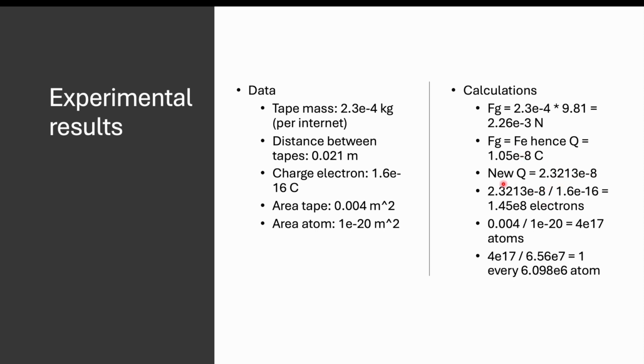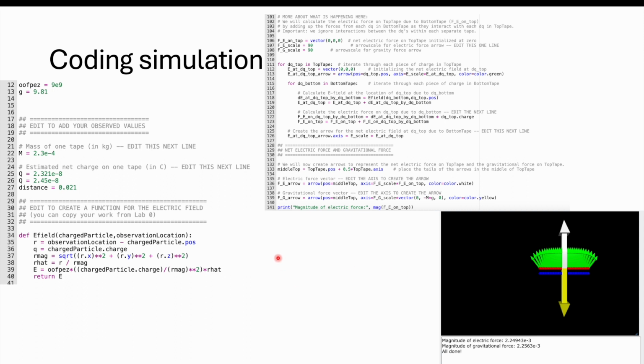Using the charge rod model, we see that there's about 1.45 times 10 to the power of 8 electrons delocalized. And with this amount of atoms, we can see that there's one delocalized atom for every 6 times 10 to the 6 atoms. So here's the coding simulation.